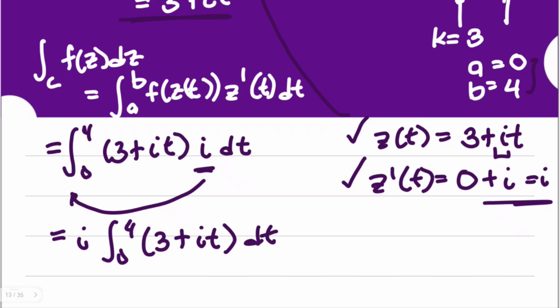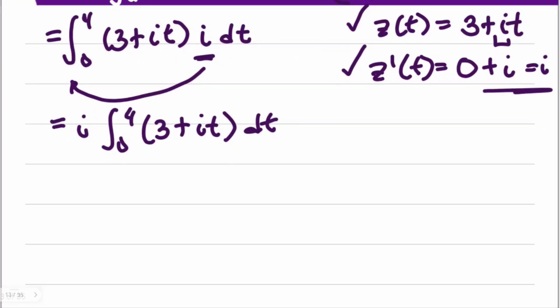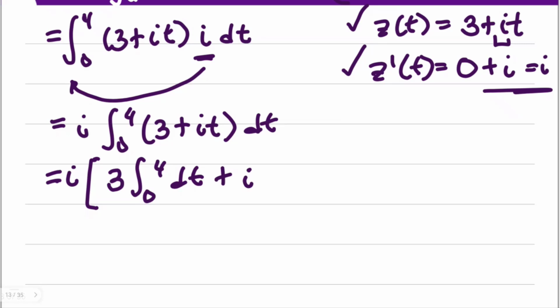Okay? You can use here the linearity property. So you have here i times, then use here the integral. Linearity property tells us that we can actually have this 3 integral of 0 to 4 dt. We discussed also the properties, right? So you have 0 to 4 of dt plus your constant i, an integral of 0 to 4 of your t dt. Okay? And you can just simply move into the specific form of that.